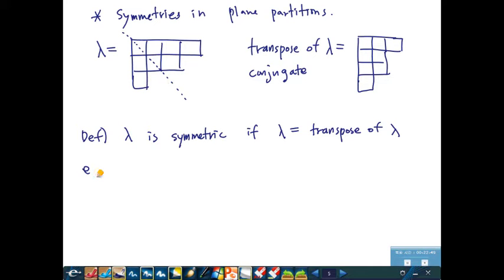So, an example, maybe this is an example. Okay, this is an example of a symmetric partition. If you take the transpose, you don't change anything. It just stays the same. It's a symmetric partition.